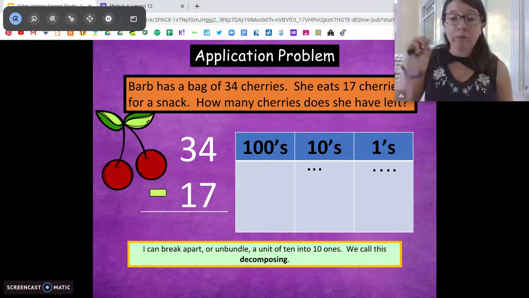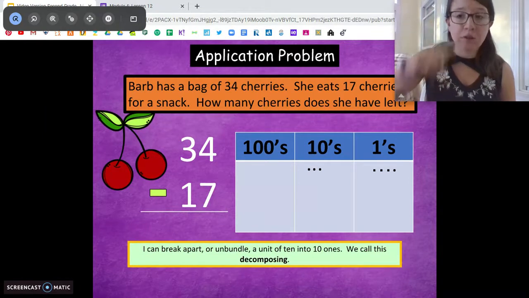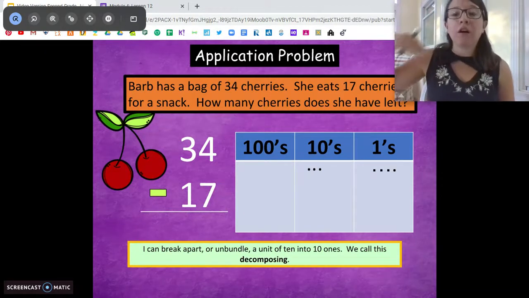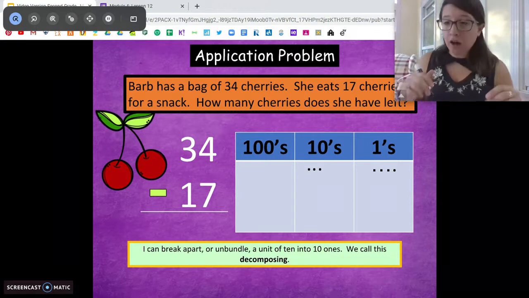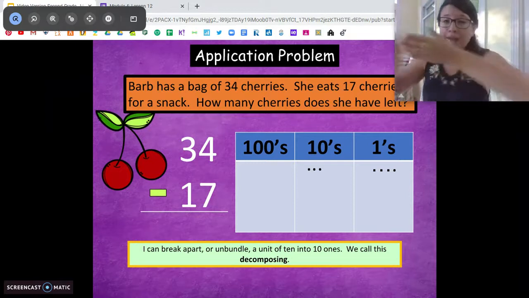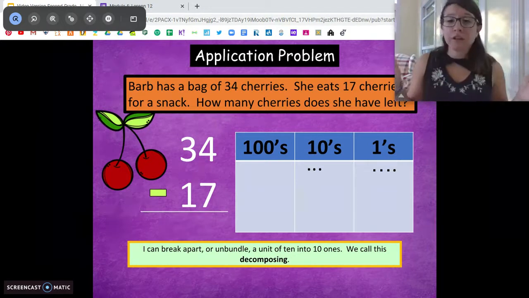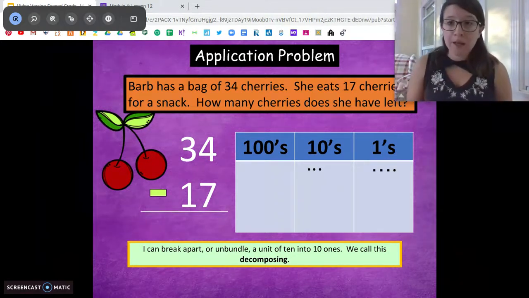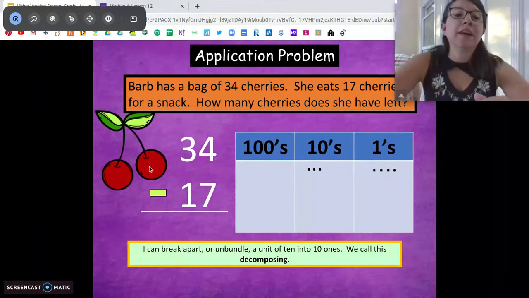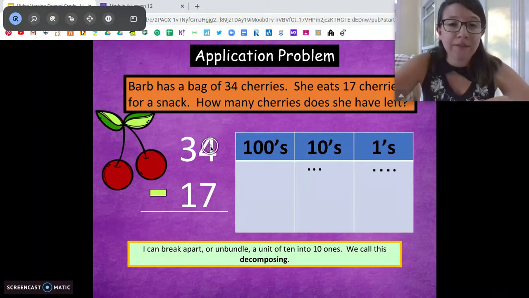Set it up in the vertical way. When we're doing subtraction, we start by just drawing the first number, just drawing our whole. So we're going to draw 34 on our place value chart. I want you to pause the video and set this up on your paper right now. Draw the vertical way and your place value chart. Only drawing the whole, only drawing 34.